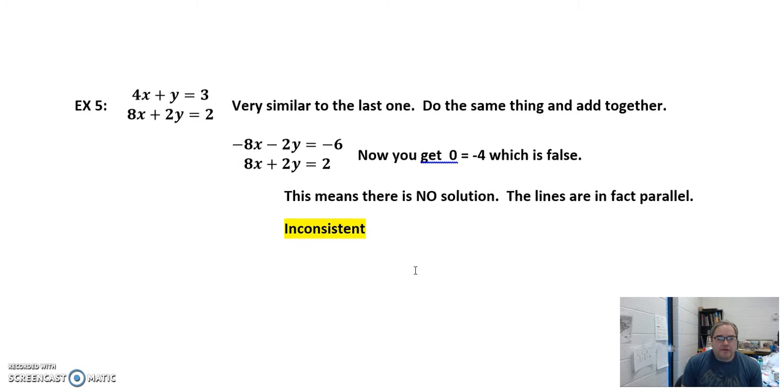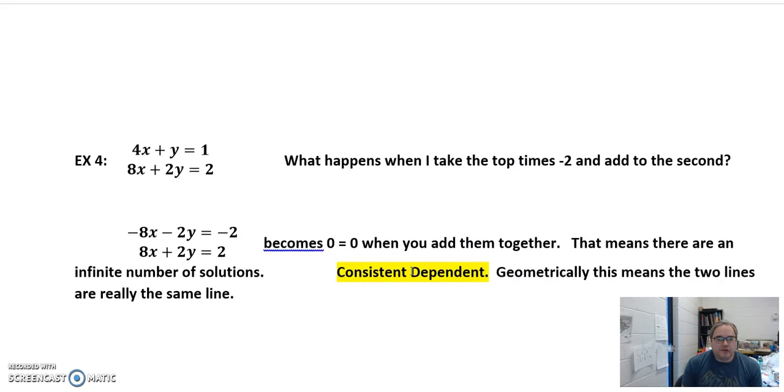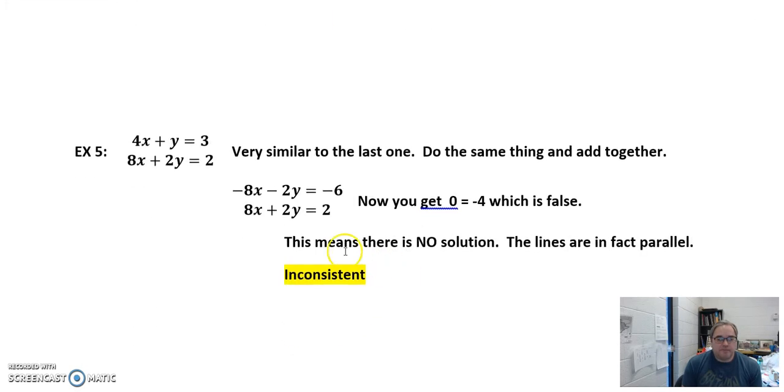Example 5. Very similar system. It's a little different. I changed one number in that. If I do the same thing, if I take it times negative 2 on top, I get that. And when I add it together, the left-hand side still is 0. The right-hand side becomes negative 4. The 0 is not equal to negative 4. That's false. Well, when it's false, that means there's no solution.